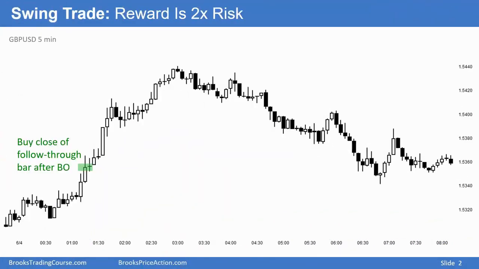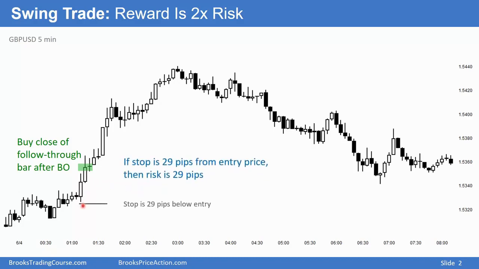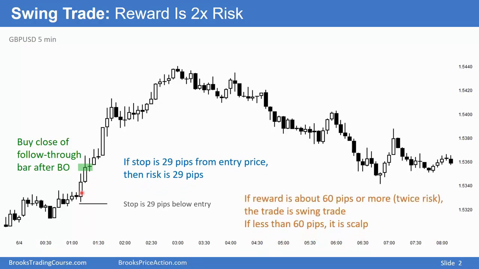For example, here's that British pound versus the dollar 5-minute chart, and you have a breakout bar here and a follow-through bar here. It's reasonable to buy that close. If your stop is 1 pip below the bottom of the breakout, you're risking 29 pips. If a reward is 60 pips or more, in other words, twice the risk, the trade is a swing trade. If you're going for a reward that is less than 60 pips, you can call it a scalp.